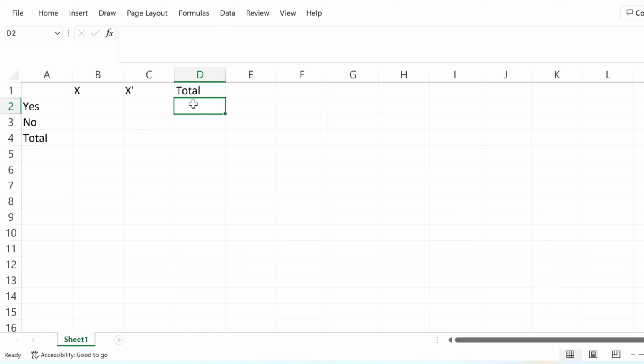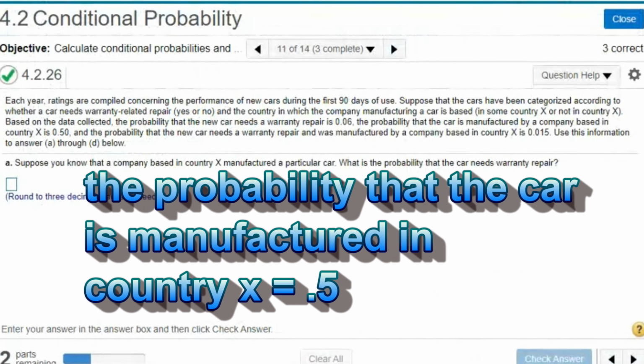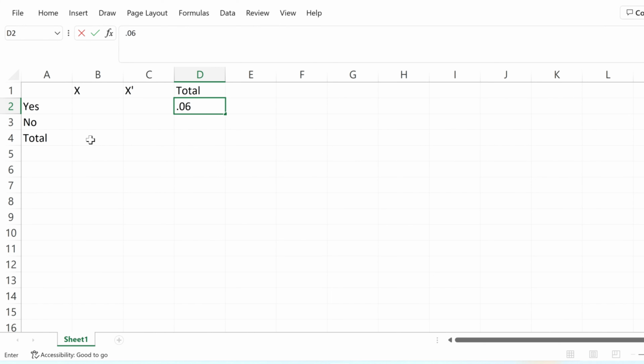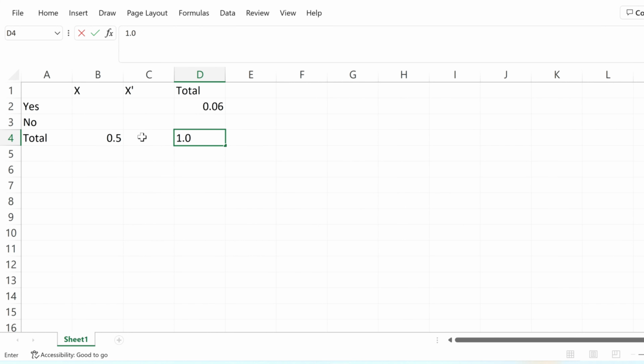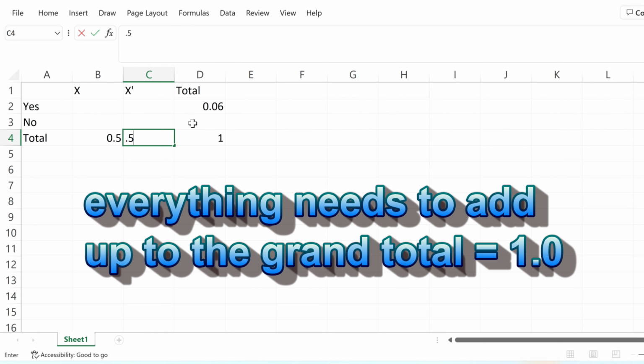So let's put that in the table right here. The probability that the car is manufactured by a company based in country X is 0.5. So that would go in the column for country X, 0.5. Now, these are probabilities, so probabilities always add up to 1. So let's make this the total, 1. So then I know that this is going to be 0.5 and this is going to be 0.94.